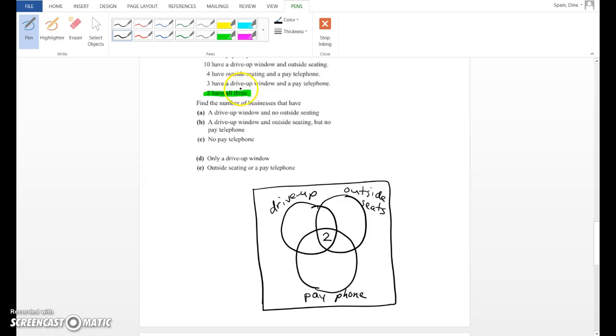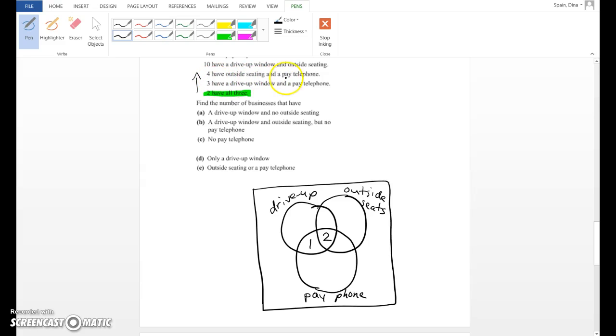So it says 3 have a drive-up window and a payphone. So a drive-up window is here, pay telephone is here. So this little football-shaped region where they intersect, where 2 is part of it, but in this whole shape I need 3, so that means there's only 1 in that section. If you add those 2 together, that's 3 that's in the intersection of those 2 sets. That's the main thing to see. If you can understand what we just did, then you can fill out all of the rest of this. We're just working our way backwards through this information.